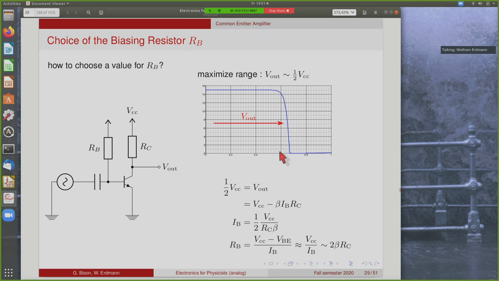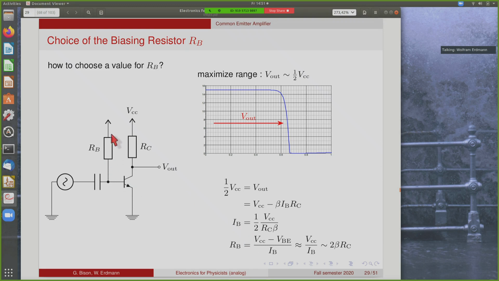So you want to put your working point such that your output is roughly in the middle of your active range. So that means that the output for this circuit should be 1/2 the supply voltage, and the output is supply voltage minus beta times base current times RC. So beta times base current is of course the collector current. So this is the output of the amplifier. So this means we can solve this for our base current. Base current is 1/2 VCC divided by RC times beta.